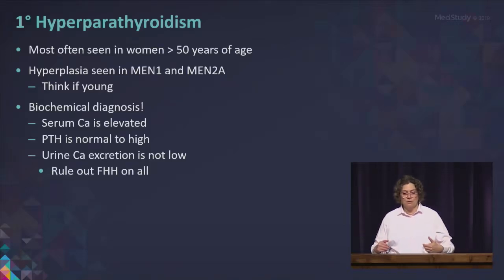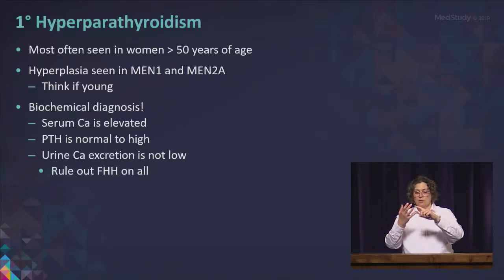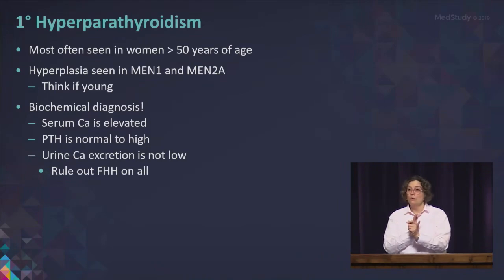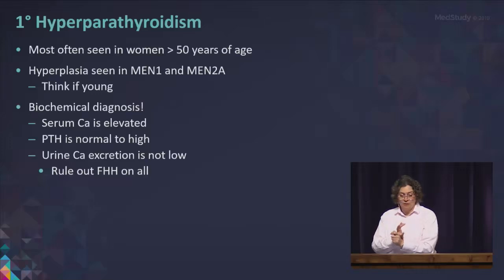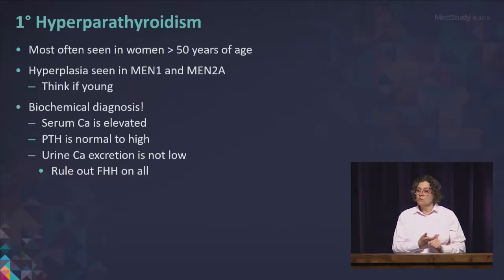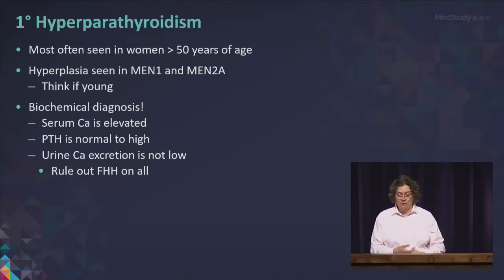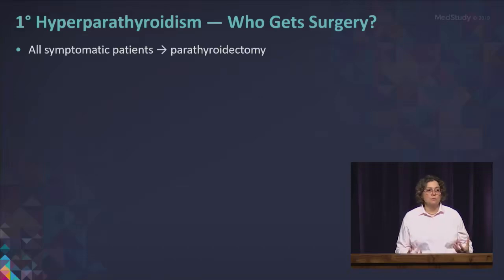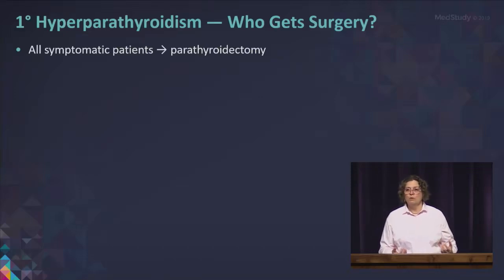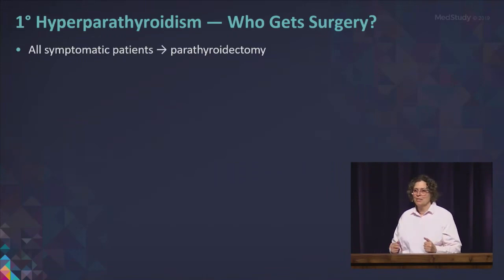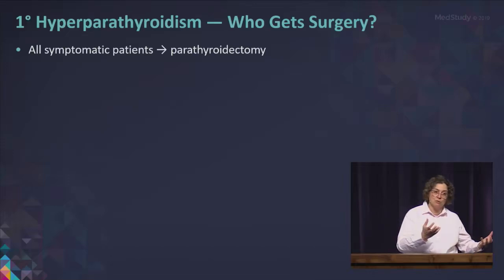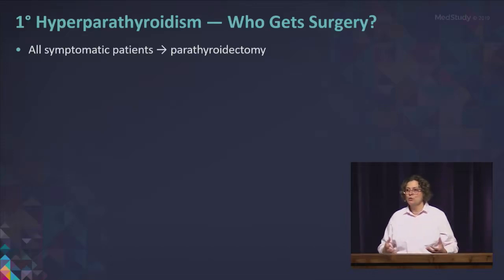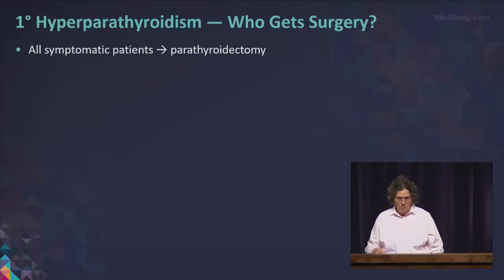I make that diagnosis with a high serum calcium and a PTH that is not low, inappropriately normal or elevated. My urine calcium excretion is not low, so I've ruled out FHH. The moment I have made that diagnosis, all my patients become a candidate for surgery. But who should I force surgery on, or really say it's no longer a choice? So remember, any of your patients can get surgery. That's never a problem. But who should you really say should go for surgery?